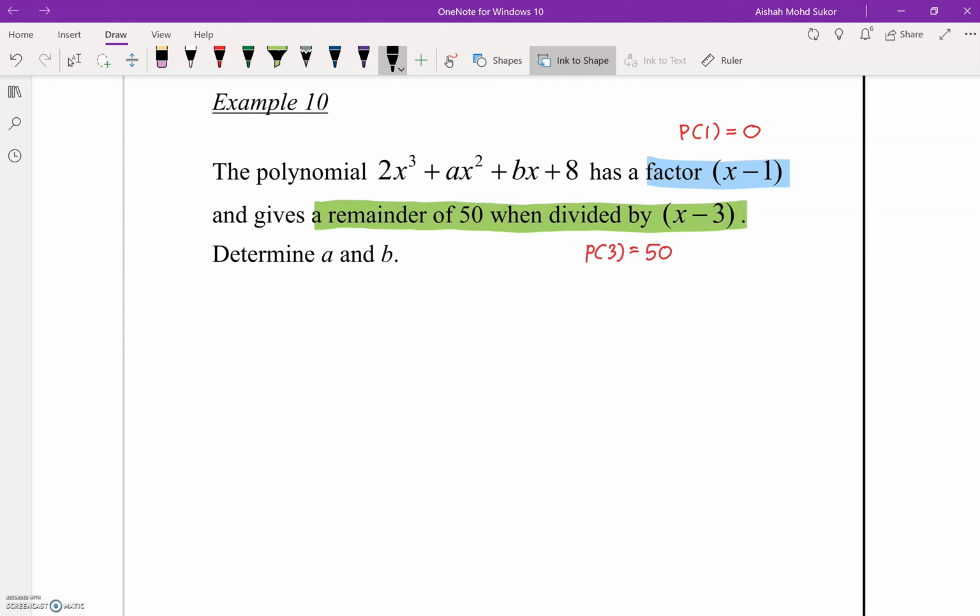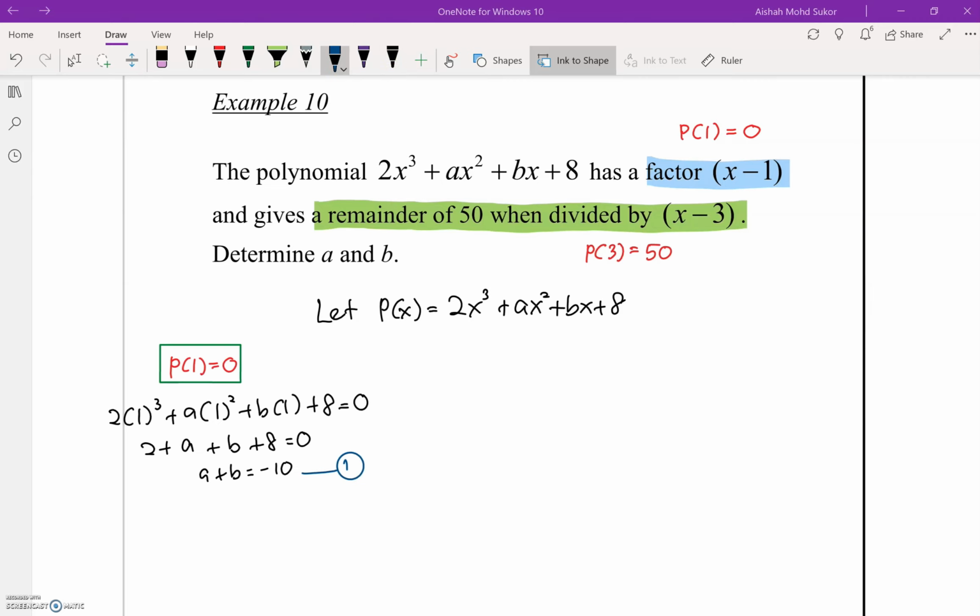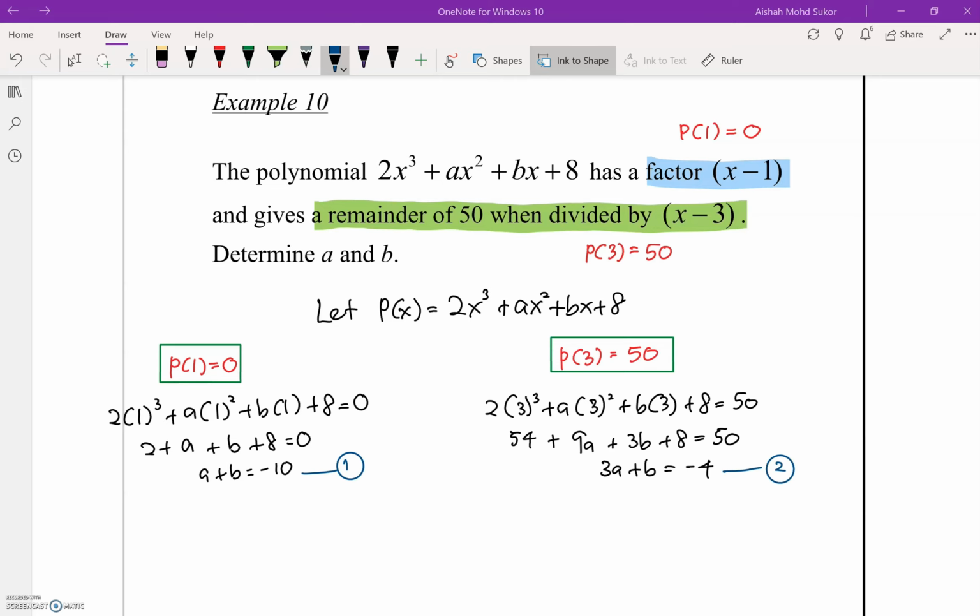To find two unknowns a and b, we have to create two equations. We let p(x) be 2x cubed plus ax squared plus bx plus 8. By using the first information, p(1) equals 0, we get a plus b equals negative 10. By using the second information, we get 3a plus b equals negative 4. By solving equations 1 and 2 simultaneously, we get a equals 3 and b equals negative 13.